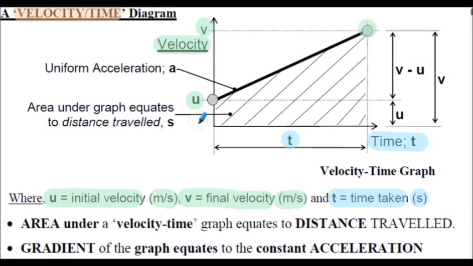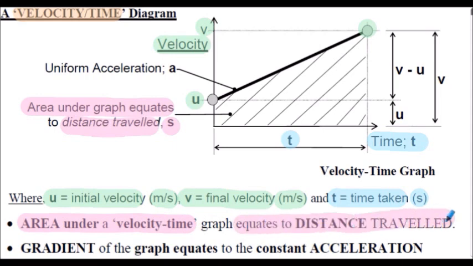Note some characteristics of the graph. The area under the graph for straight line linear motion relates to distance travelled, symbol S, although generally speaking the area under the graph actually relates to displacement. But when we're considering straight line linear motion, which we are in these notes, distance is the same as the displacement. But do be careful, the actual area under the graph does relate to displacement. So though I always state in these notes area under the velocity time diagram equates to distance travelled, that really is displacement.